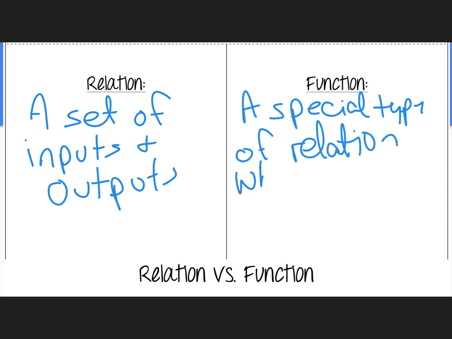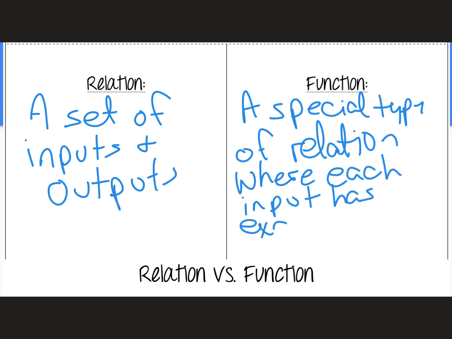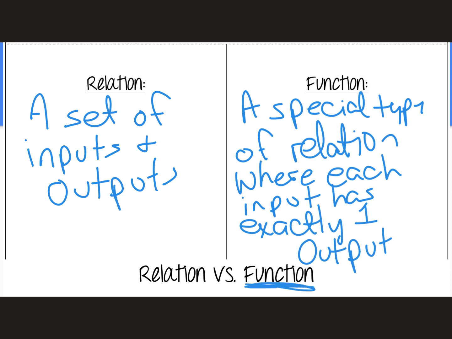A function is a special type of relation where each input has exactly one output. Okay? So when I say relation versus function, every function is a relation, but not every relation is a function. A relation is just a set of inputs and outputs. A function is a special type where each input has exactly one output. Make sure you're getting this down in your notes.